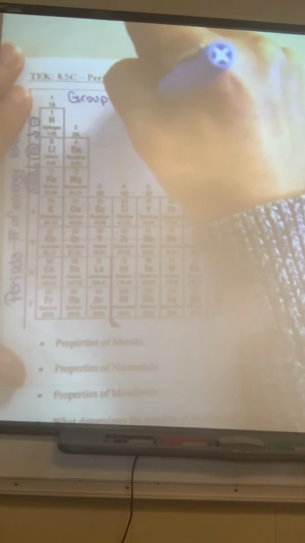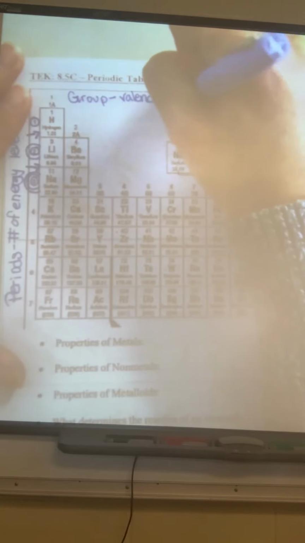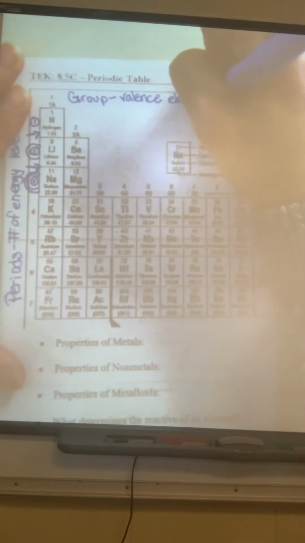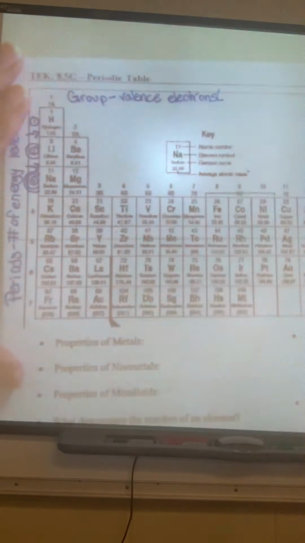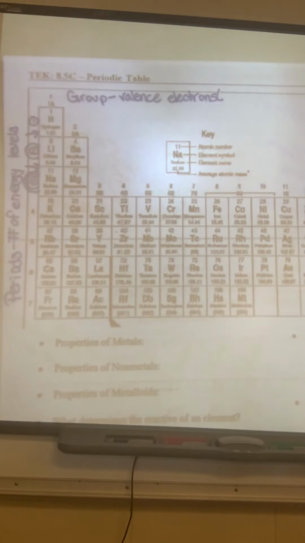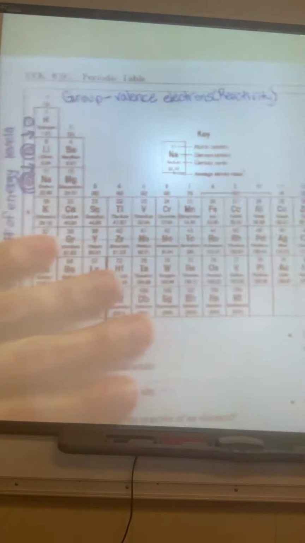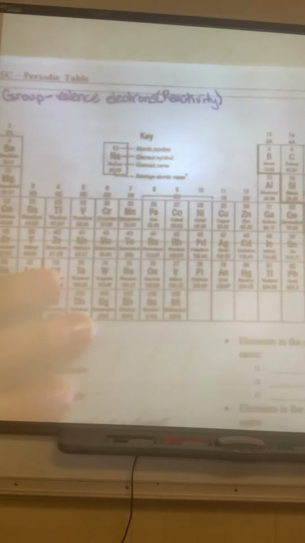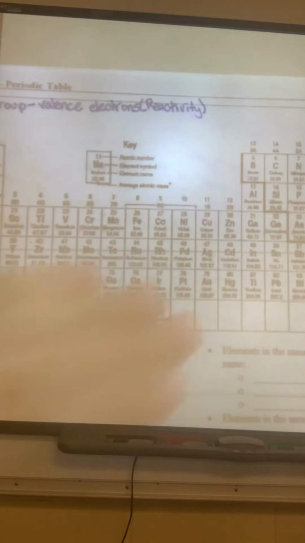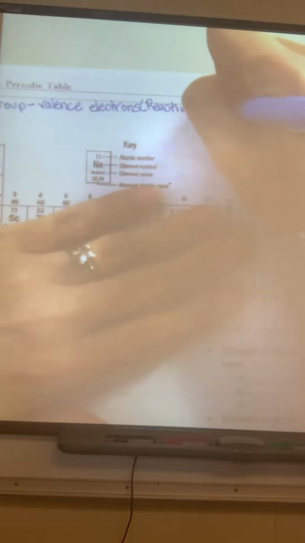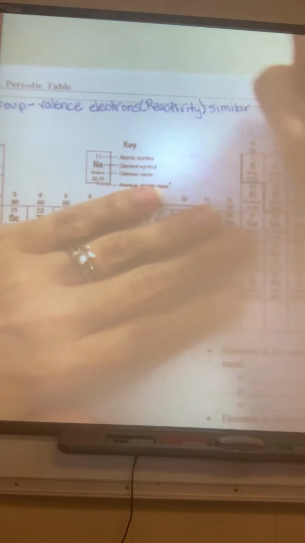You said valence electrons. Those valence electrons tell me how many electrons are in the outermost energy ring. What does that determine? Reactivity, so how reactive they are. And if they're in the same group, they have what in common? Similar qualities, similar behaviors or properties.